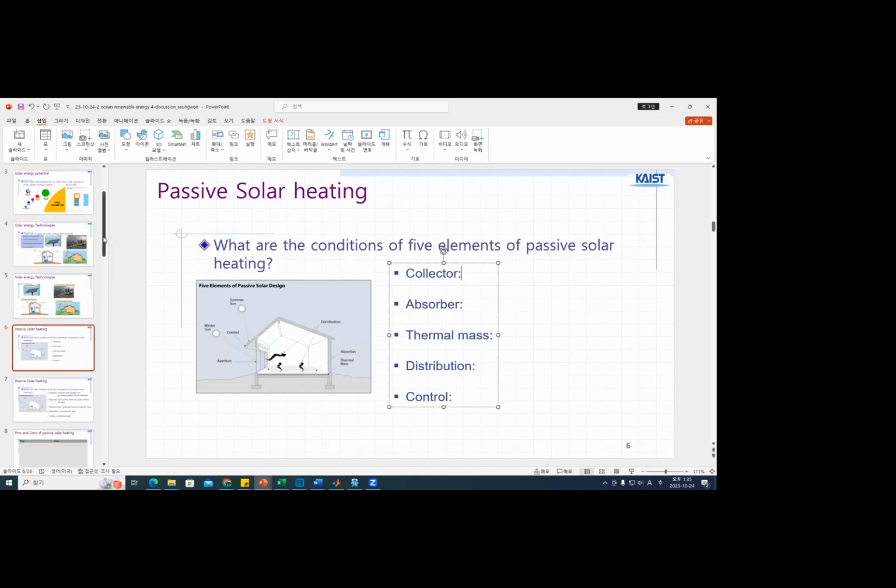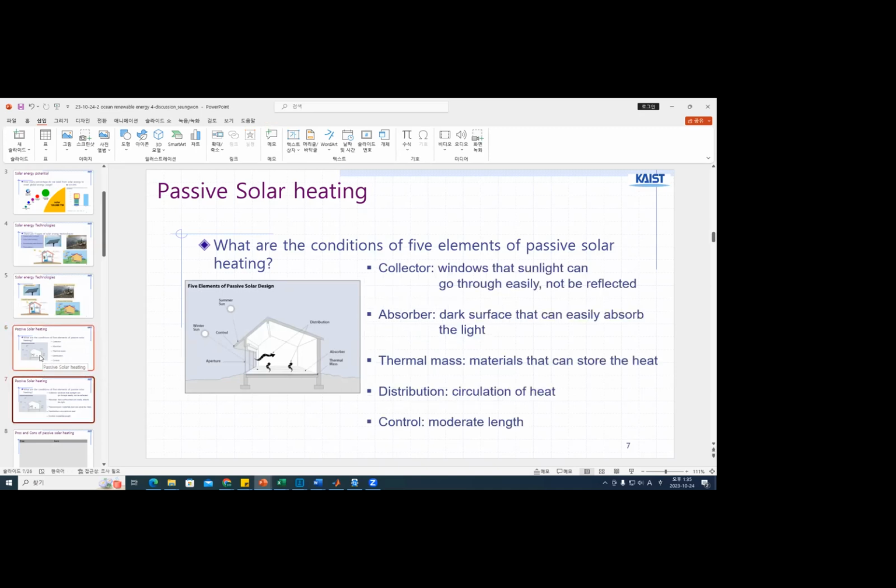If you don't have any opinion, I will show my opinion. For the collector part, windows, the sunlight can go through easily, not be reflected, because we use the solar energy from the sun. So the sunlight should go through the window easily.